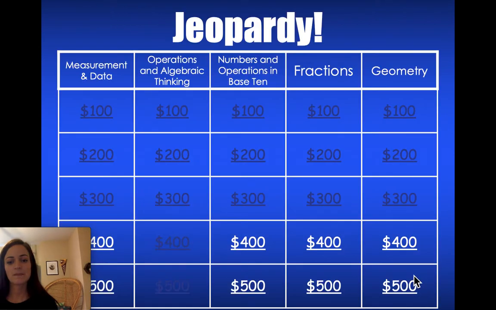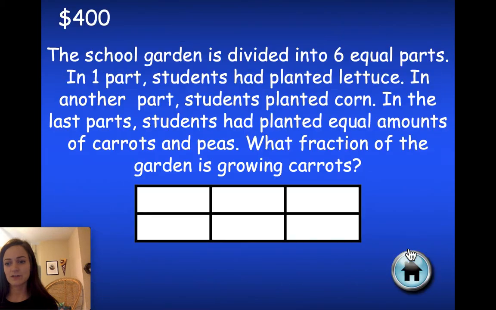All right, let's do another one, geometry. The school garden is divided into 6 equal parts. In one part, students had planted lettuce. In another part, students had planted corn. In the last parts, students had planted equal amounts of carrots and peas. What fraction of the garden is growing carrots? Okay, go ahead and pause the video. This one's for $400. Click play when you're ready to find the answer. Go.